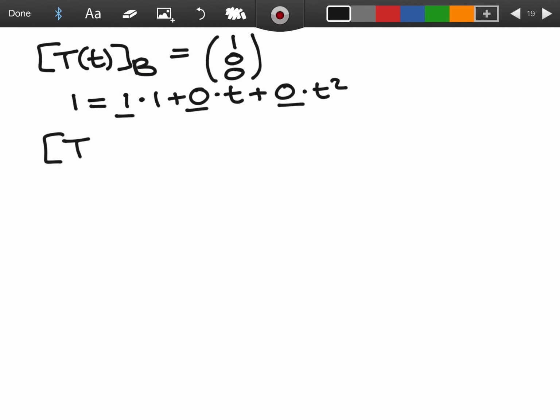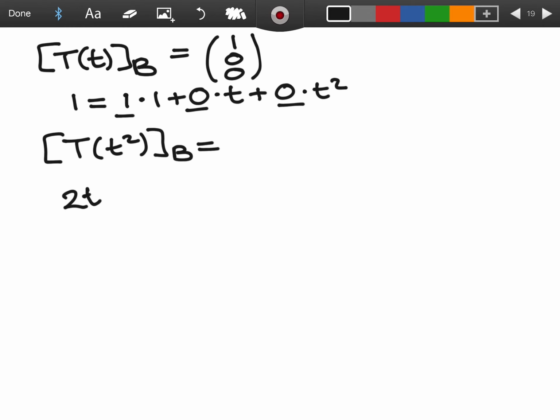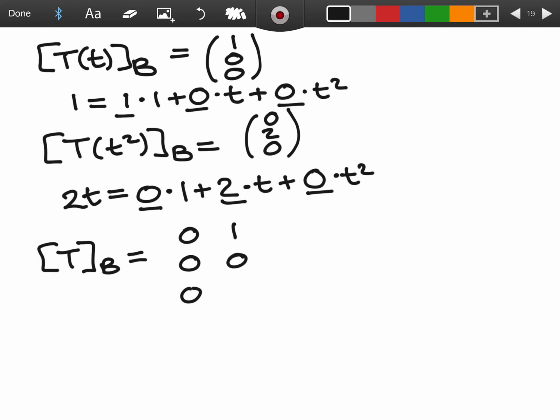And finally, we want T of t squared with respect to B and find its coordinate vector. Well, T of t squared was 2 times t. So again, let's write 2t in terms of our basis elements. That's going to be 0 times 1 plus 2 times t plus 0 times t squared. So that makes our coordinate vector 0, 2, 0. So putting it all together, that would give the B matrix for T as 0, 0, 0, 1, 0, 0, 0, 2, 0.